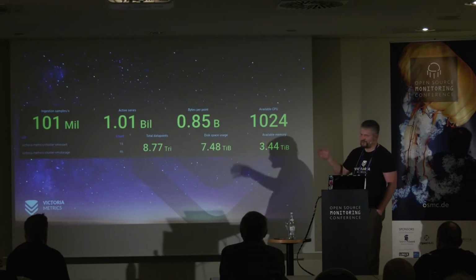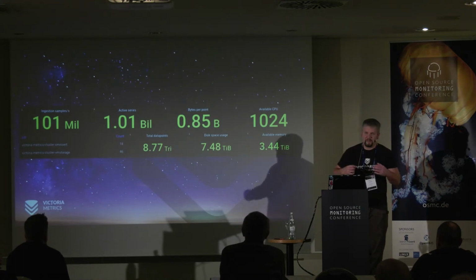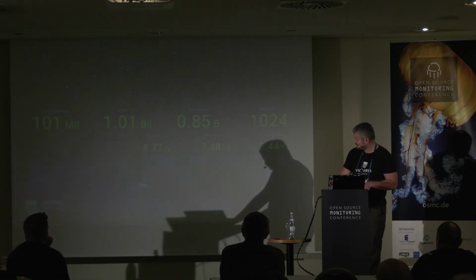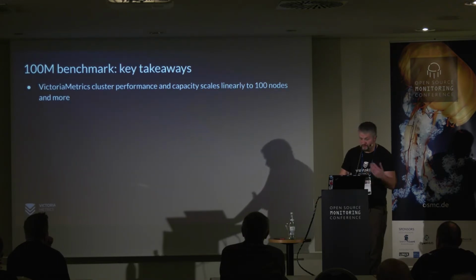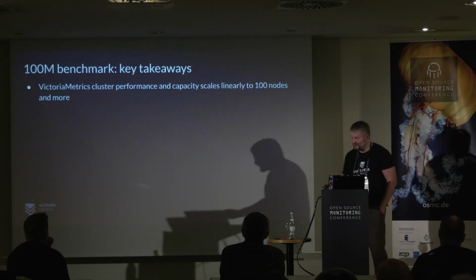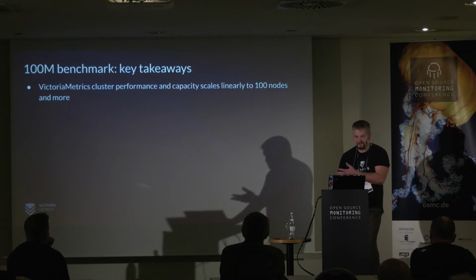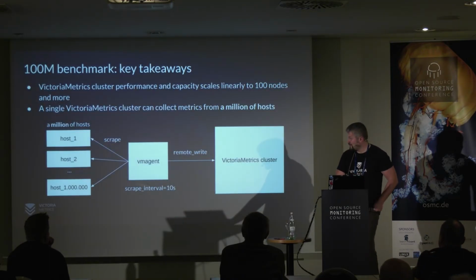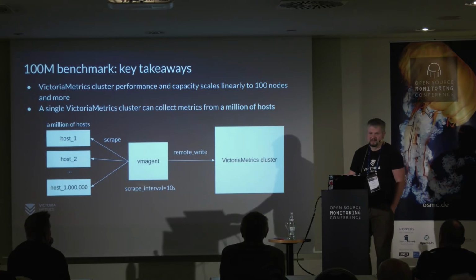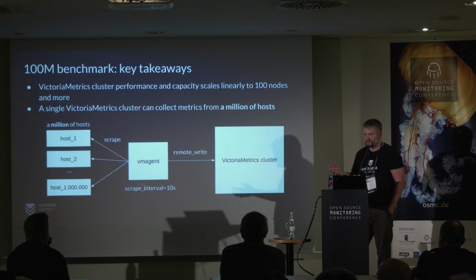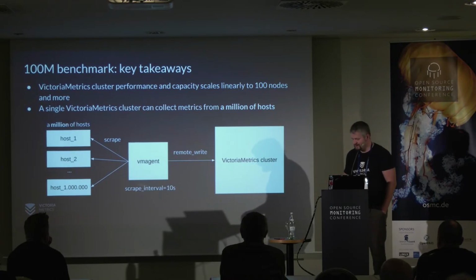This is a screenshot from our dashboard of the VictoriaMetrics cluster. Which takeaways can we get from this benchmark? The first takeaway is that VictoriaMetrics cluster capacity scales to more than 100 nodes. The second takeaway is that a single VictoriaMetrics cluster can handle metrics from 1 million real hosts, where every host exposes more than 1,000 metrics.